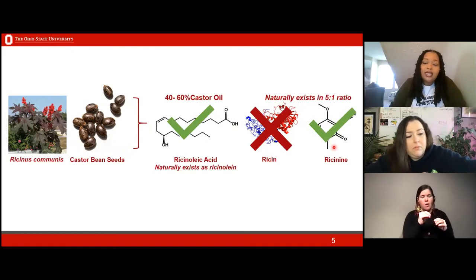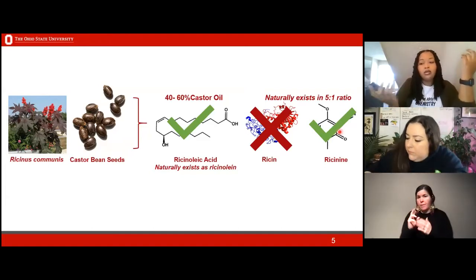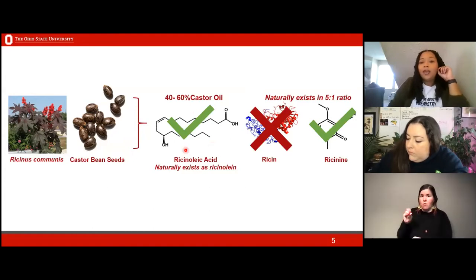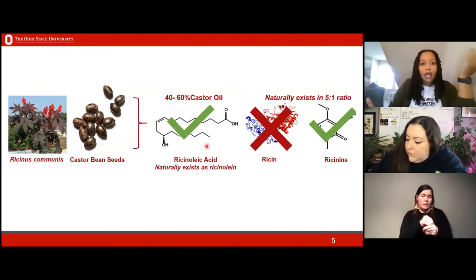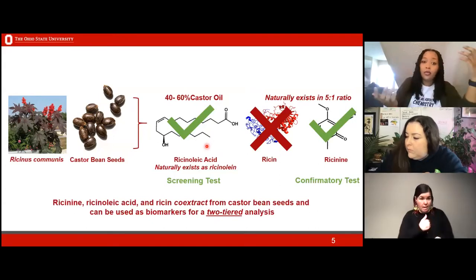So ricinin exists in a 5-to-1 ratio. For every 5 parts ricin, you get 1 part of ricinin. So you can use that as a biomarker. And then this ricinoleic acid is the main component of castor oil, which means in the castor bean seed, it's highly abundant. So we can also use that to tell us if we have ricin in our sample or not.